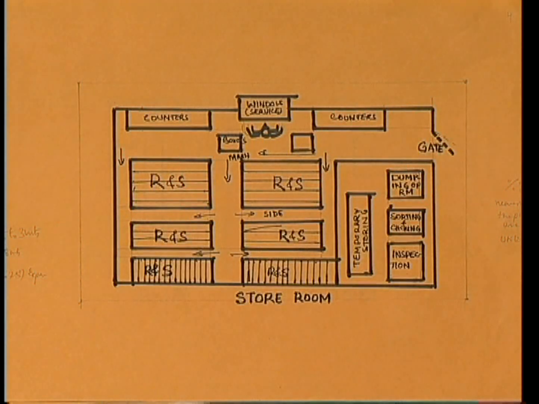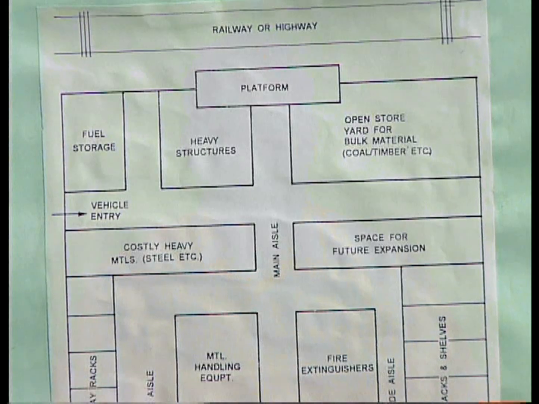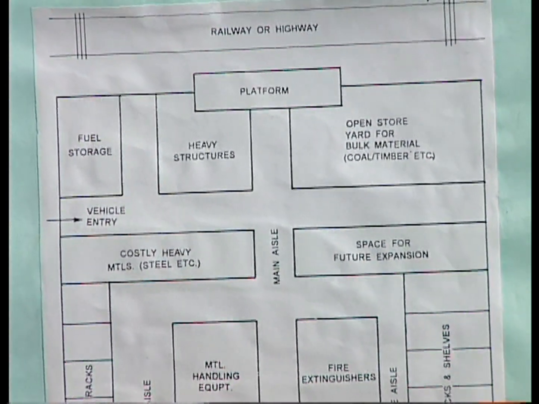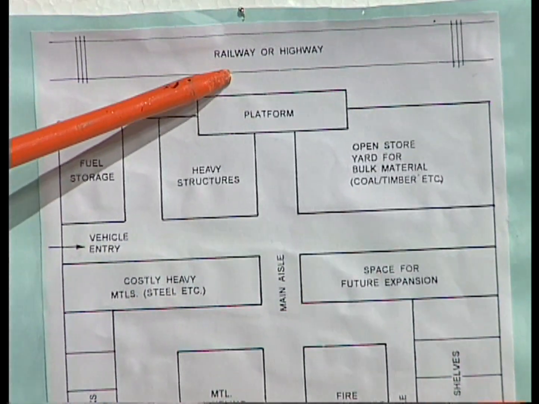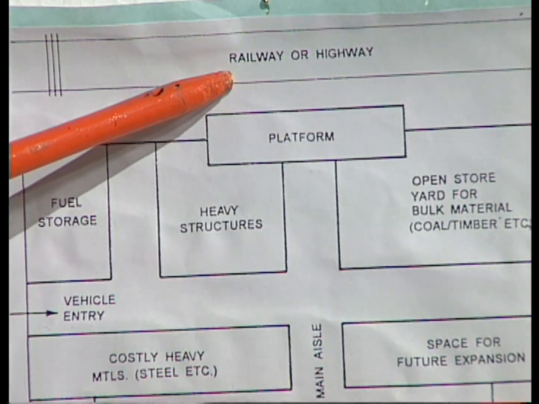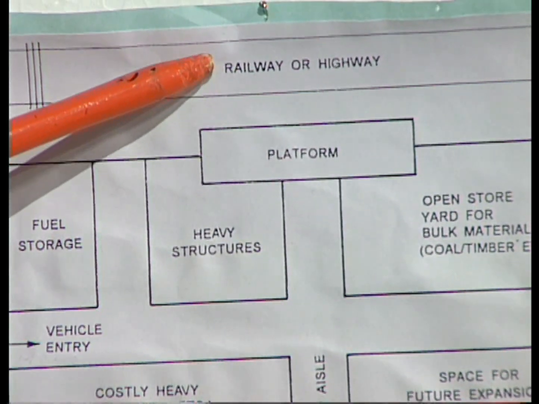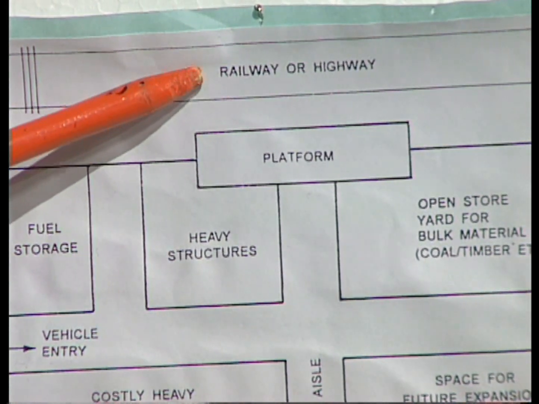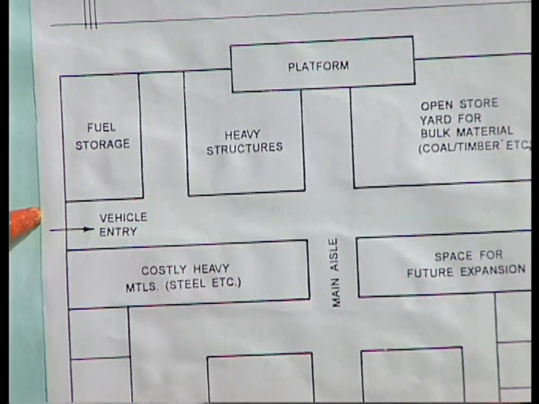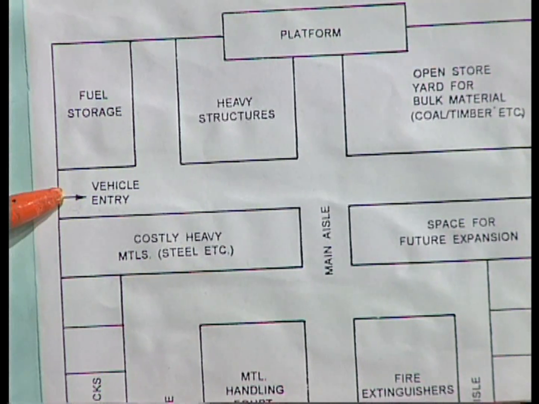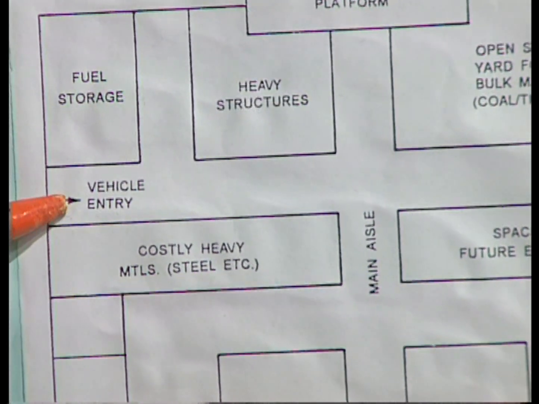Now let us see a particular layout in a large scale industry, and how the layout will be. Generally the stores will be nearer to the transport point, that is a railway line or road line, etc. So it should be kept nearer to the transport facility, whether road or railway. Now this is the main gate of the stores. Material enters here, and here there are provisions for different spaces.